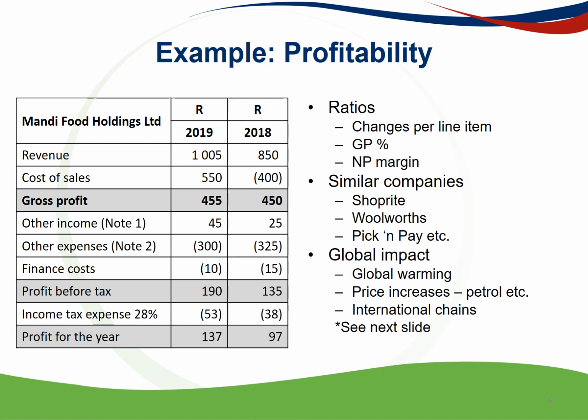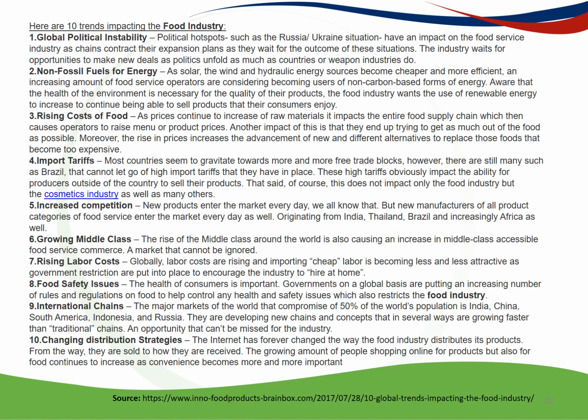Similar companies that I think of are ShopRite, Woolworths, Pick n Pay, and there are many others within the food industry. Global impacts will be global warming, price increases, petrol, etc., and also international chains, which means what is the impact of BRICS agreements with us in South Africa and the impact thereof. Details are also outlined in the next slide. You can pause when you're listening to the podcast and read through these 10 trends impacting the food industry.